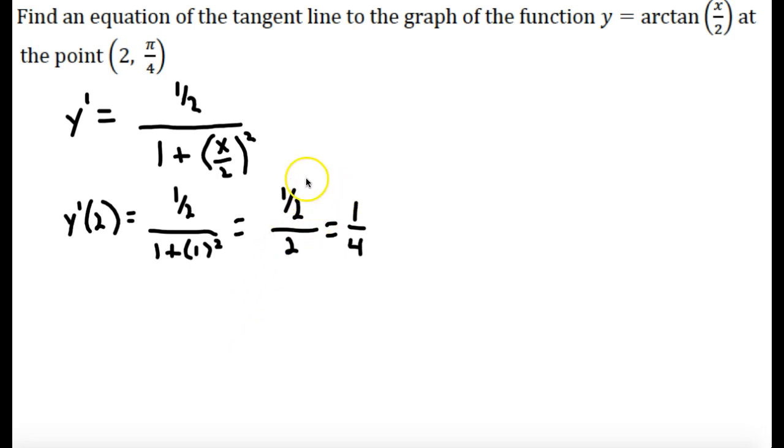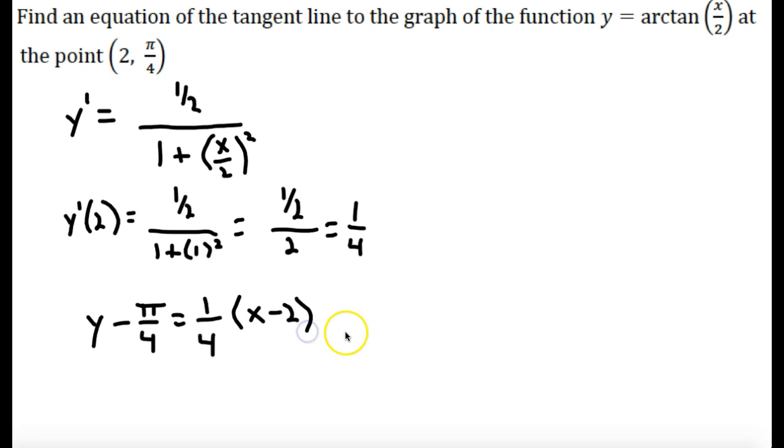Right? So the information we've collected, our slope is 1/4 at the point 2, pi over 4. So the equation of my tangent line would be y minus y1, pi over 4, equals my slope of 1/4 times x minus 2. All right.